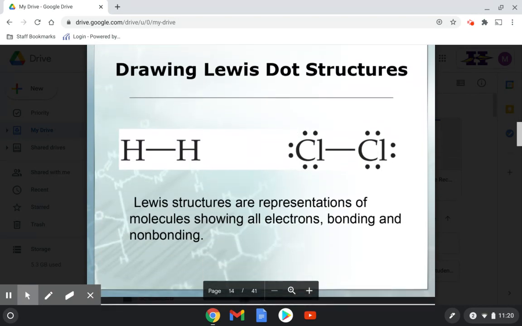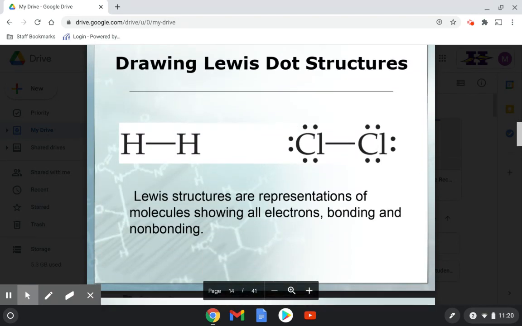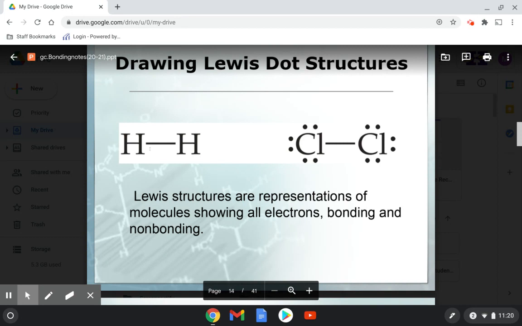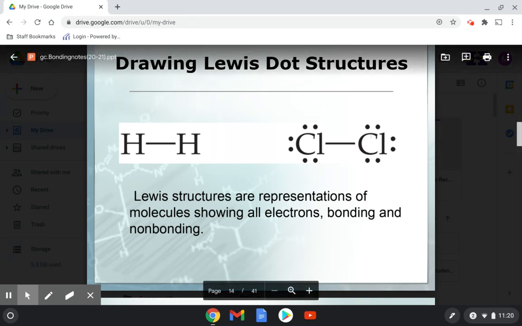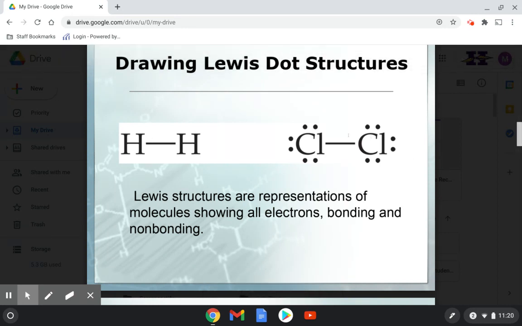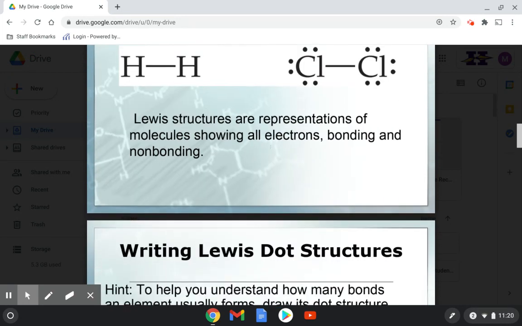So looking at the Lewis-Dot structure, this is going to represent the molecules, showing bonding and non-bonding electrons. So again, we see the hydrogen bonding with the hydrogen, so H2, and what we see is that there are no lone pairs, but there's that single covalent bond. But with chlorine, what we see is that there's a single bond, but there are three lone pairs per chlorine atom that we see.